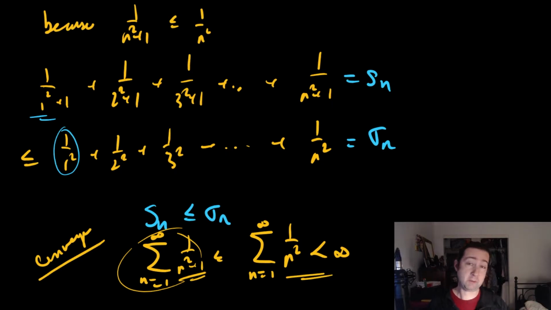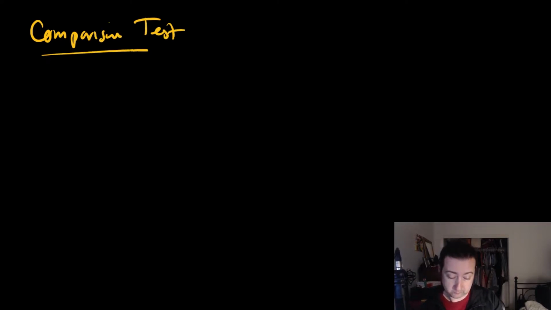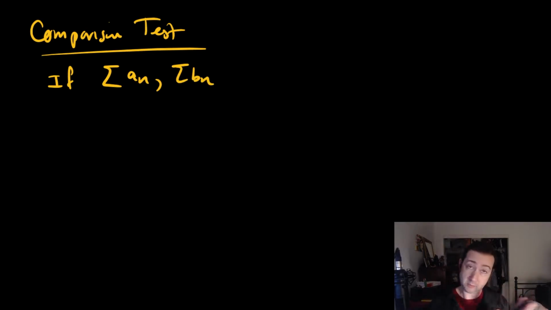And ultimately, that's what the comparison test is about. Smaller than something finite means that you're finite, and thus convergent. Larger than something infinite means you're infinite, and thus divergent. Okay, so if you have two series with positive terms, and the positive is important here because otherwise you don't have the bounded increasing sequence has a limit theorem to rely on.